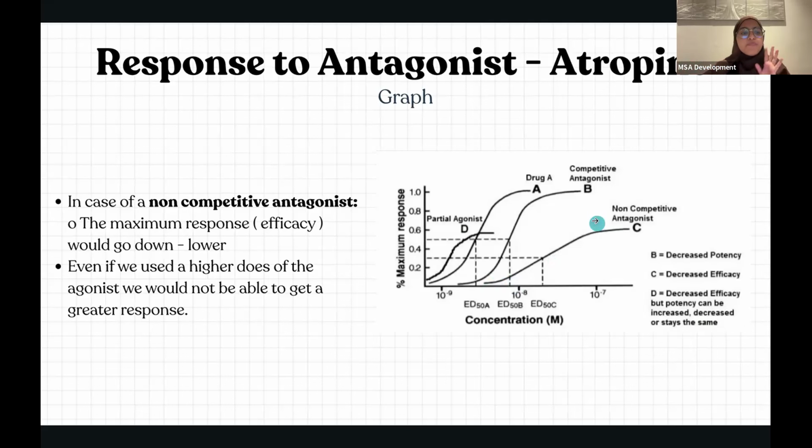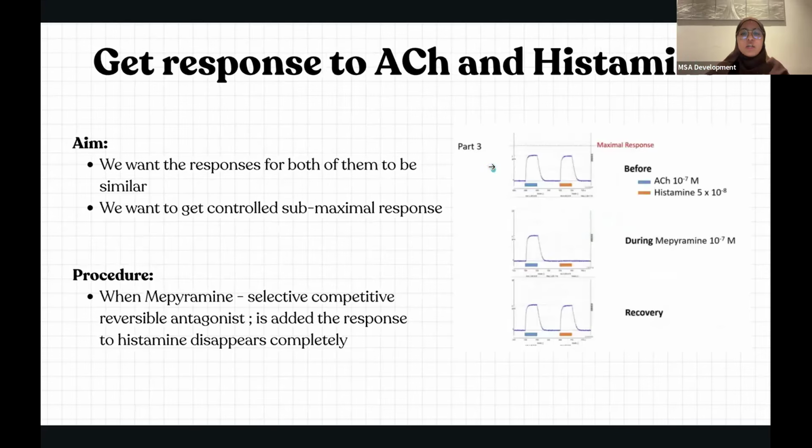Okay? Now, lastly, we have acetylcholine and histamine. Our aim for this experiment is to have them produce a similar response. We're going to add a selective competitive reversible antagonist to histamine to see how this would affect the muscle contraction. So when you see here, before we added everything, their maximal response was similar. This is acetylcholine, this is histamine.